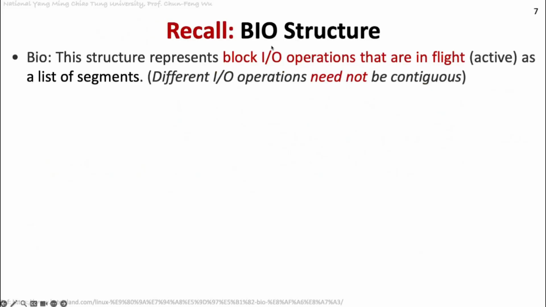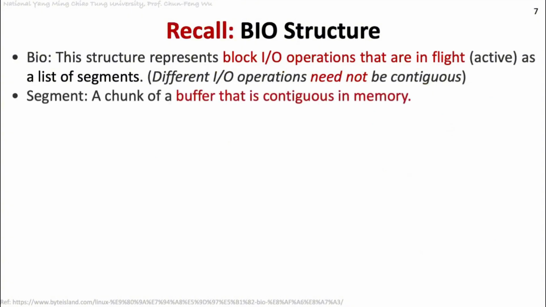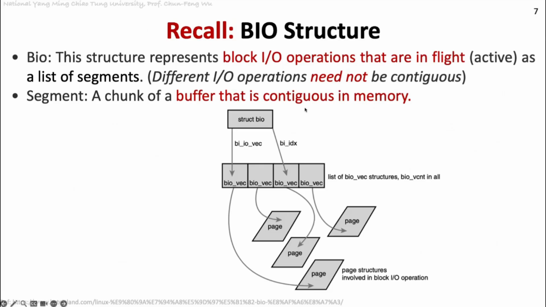And the BIO structure manages the block device not by the sector size, but by operations. What do I mean by operations? You can think of one BIO structure as one block request. Inside the request, there are several operations. And what we define as an operation should be aligned with the segment. A segment means a chunk of the buffer that is continuous in memory, and it doesn't really need to be in 512 bytes or any particular size.